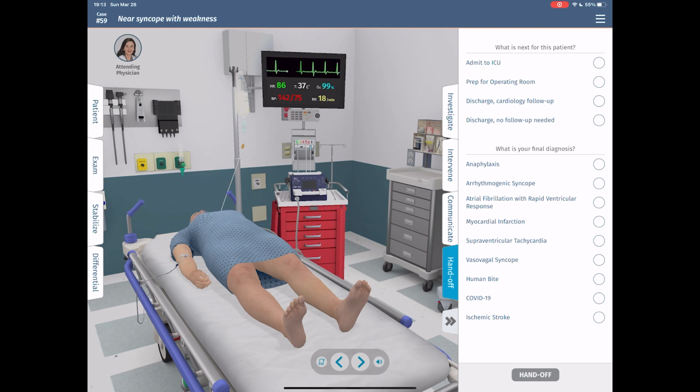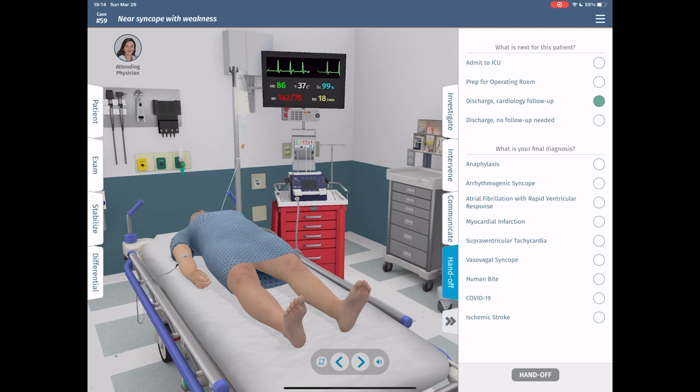All right, so the final step to finish this off: what is the disposition? Do we want to get this person to the ICU, the operating room, discharge with cardiology follow-up, or discharge with no follow-up? Well, err on the safe side. He doesn't need an operating room. What are we operating on? And we don't want him to go home without follow-up. He seems stable enough, at least based on those vitals. So let's go with discharge with cardiology follow-up.